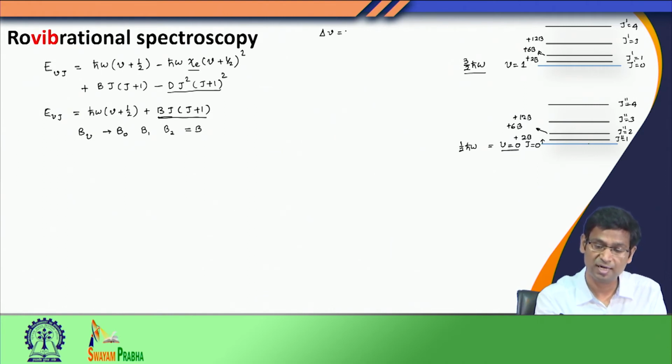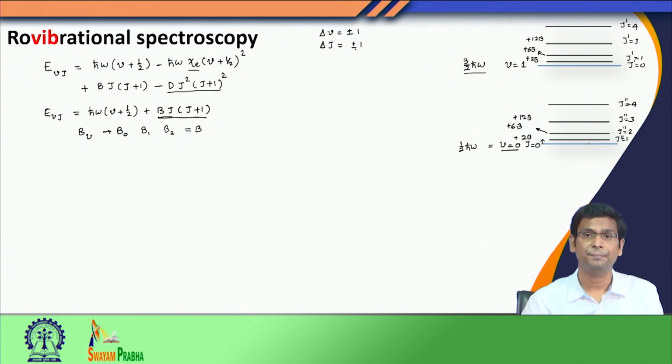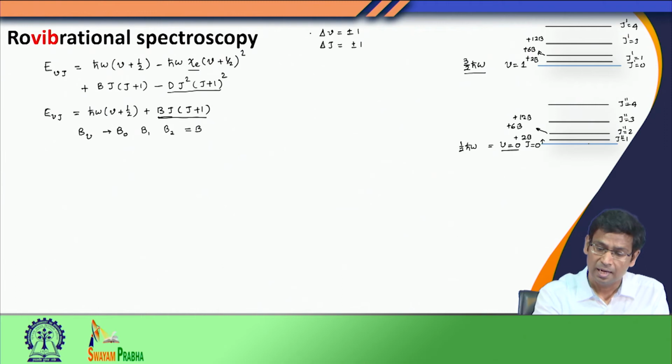Just to recall the selection rules here: the infrared selection rule is delta V equals plus or minus 1, and the rotational rule is delta J equals plus or minus 1, and also delta J equals 0, but for diatomic molecules delta J equals 0 is not there. Now, suppose we are considering absorption the way we are discussing here, only going from the lower vibrational level to the upper vibrational level. Therefore, delta V is only plus 1, because it goes from V equals 0 to V equals 1.